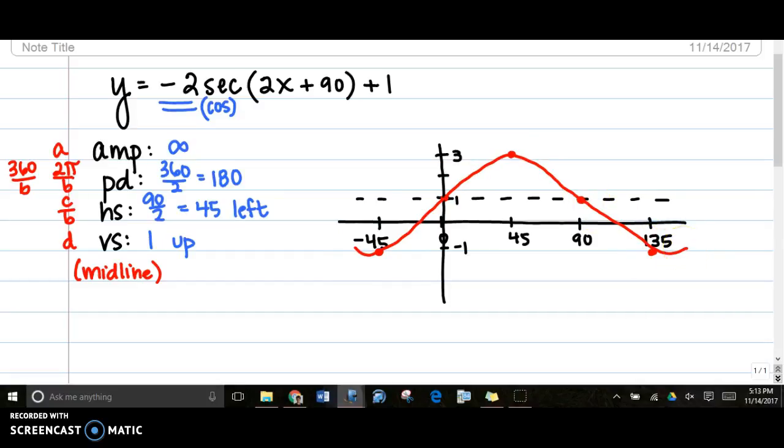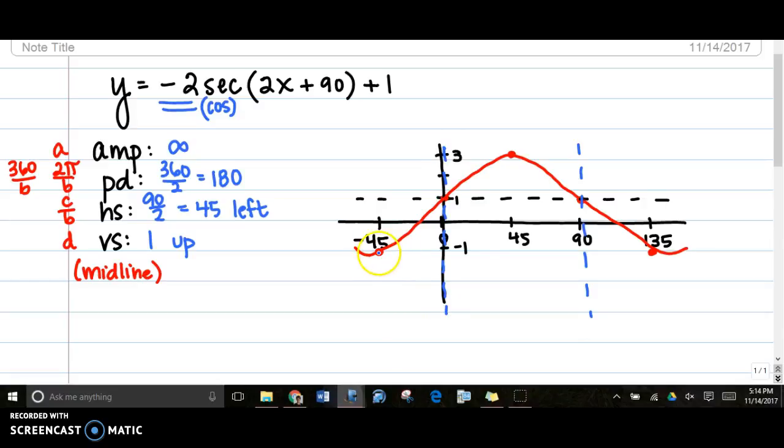Okay, now let's adjust to show the secant instead. Anywhere cosine is hitting that midline, in this case it's at 0 and 90, then secant is going to have an asymptote. So there are the asymptotes for the secant.